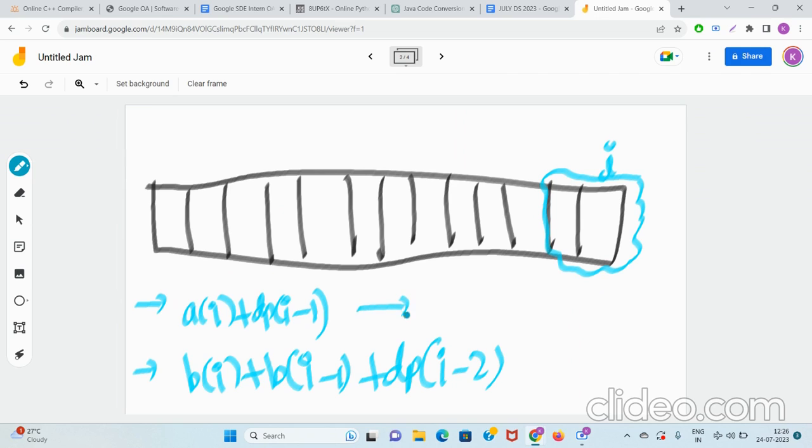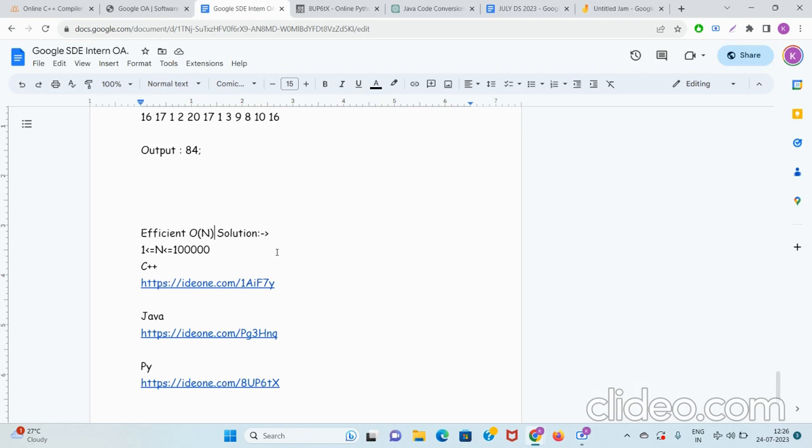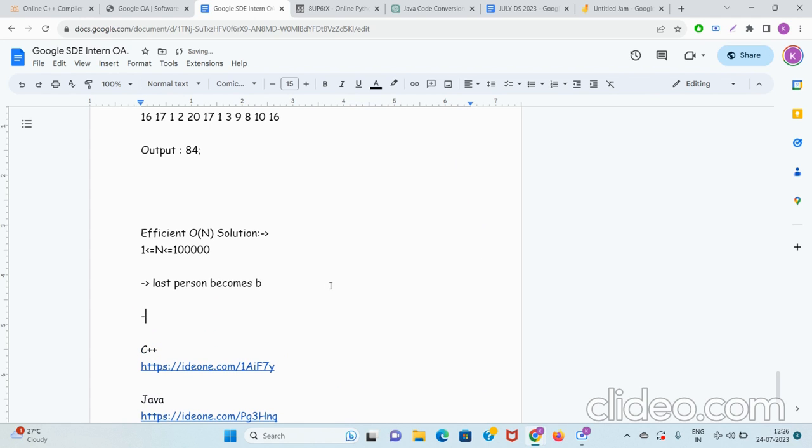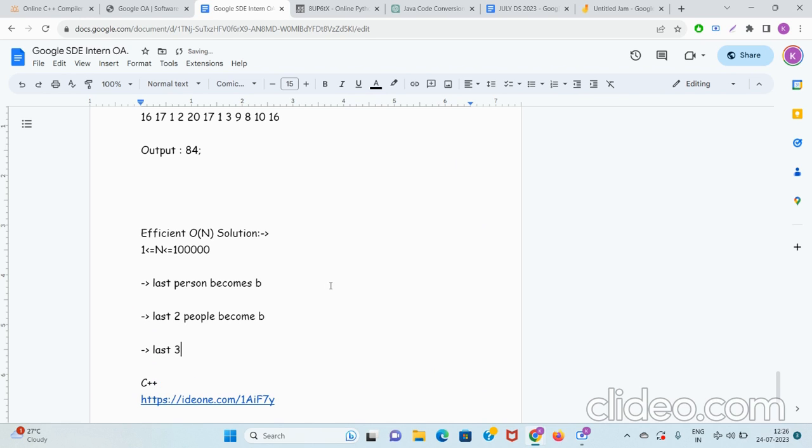In the third option, what will you do, guys? You will fix the last three guys. So last three people become B. Then last four people become B. Then last five people become B. So let's write the analysis here. Last person becomes B. Last two people become B. Last three people become B. And so on. Okay, clear?